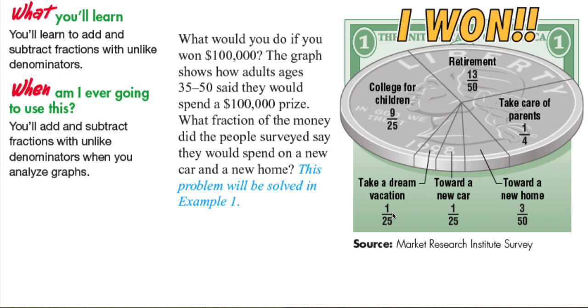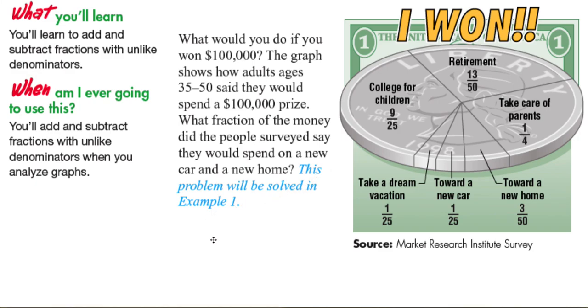Take a dream vacation, 1 out of 25. Towards a new car, 1 out of 25. Towards a new home, 3 out of 50. Take care of parents, 1 out of 4. Retirement, 13 out of 50. And college for children, 9 out of 25.